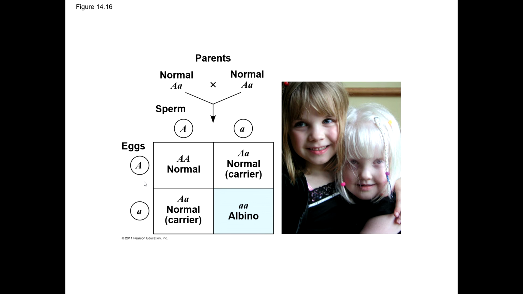So I had a girl in my class once who already had children, and she found out she had tested positive for sickle cell, so we knew what her genotype was. She was affected, and her husband was tested. He was perfectly normal. He wasn't a carrier. And so she asked me, do I have to worry about my kids having sickle cell anemia? So what's the answer here?